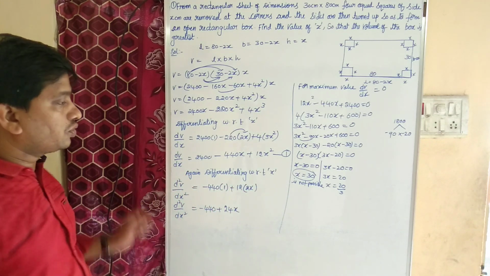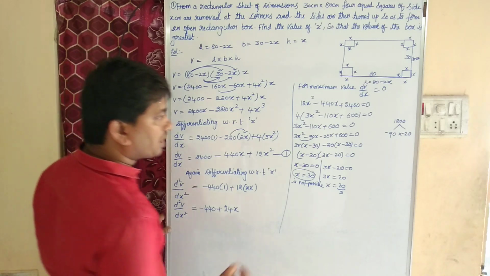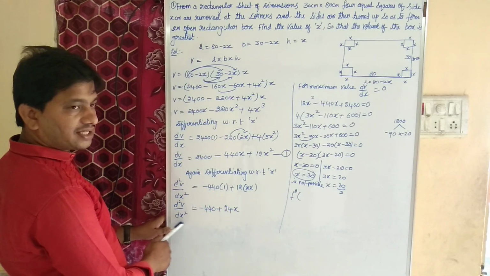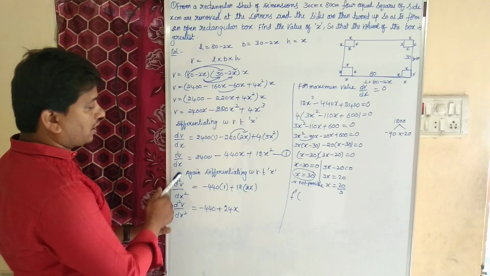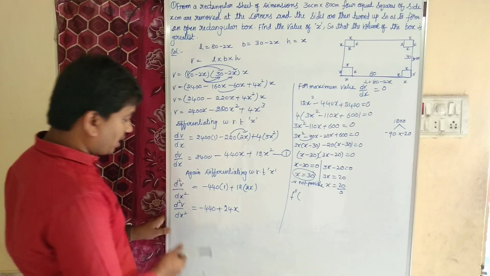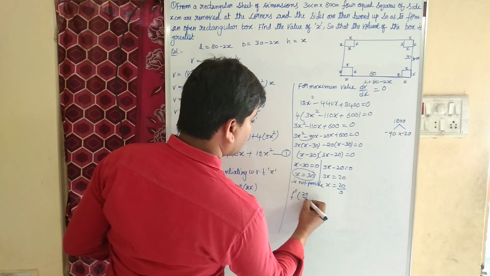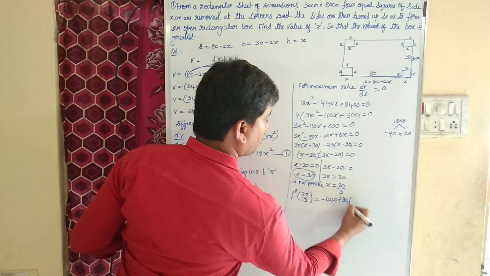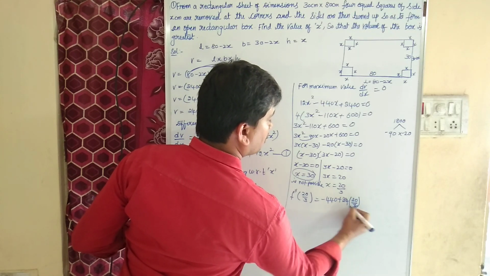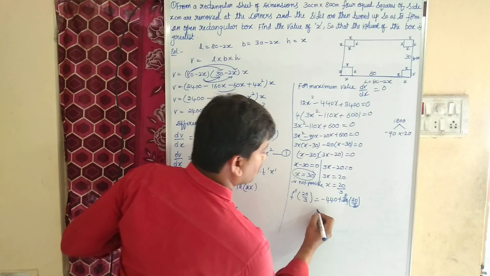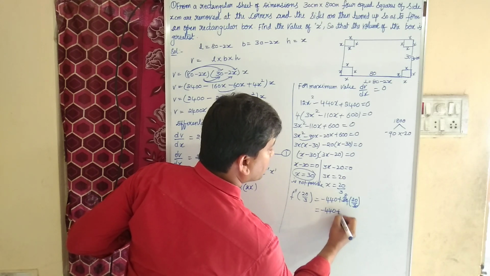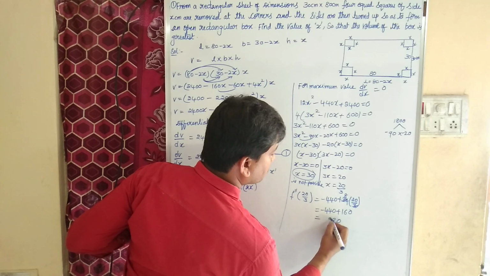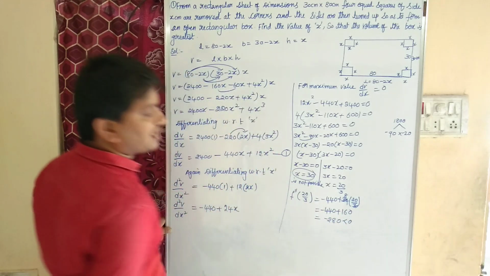Okay. Now let us substitute 20 by 3 in the second order derivative, that is f double dash. We can also call it d square v by dx square, as f double dash, because we did the second order derivative. f double dash of 20 by 3 equal to minus 440 plus 24 into 20 by 3. So minus 440 plus 8 twenties are 160, which gives minus 280, which is less than 0.